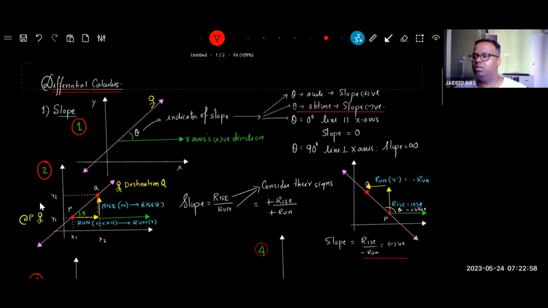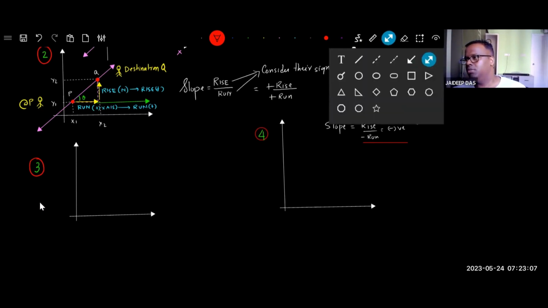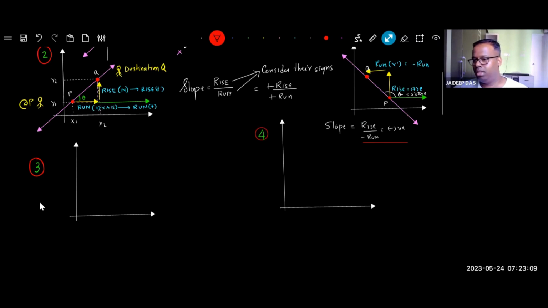Anyway, these are made in a nice manner, so this will go as a PDF to you, so you need not worry. Okay, now I'm on 3, and on 3 I'm going to see one more scenario where I'm making my line now.